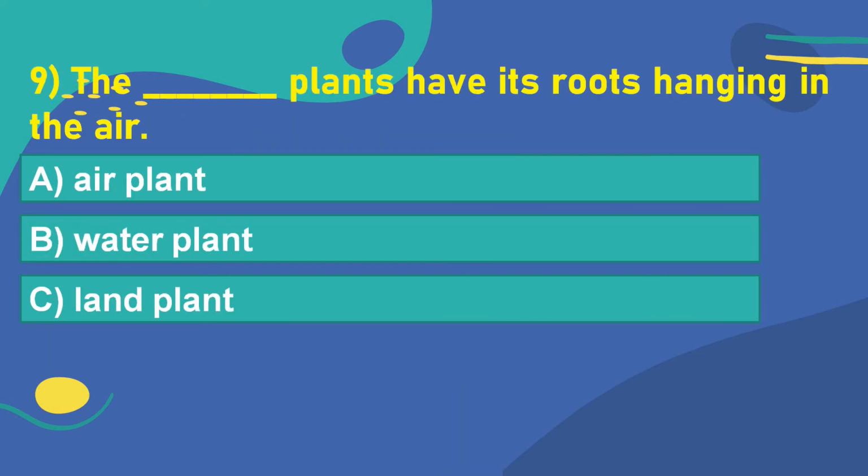The ninth question is, the dash plants have their roots hanging in the air. Option A, air plant. Option B, water plant. Option C, land plant. Think of the answer. Your time starts now. 5, 4, 3, 2, 1, 0.